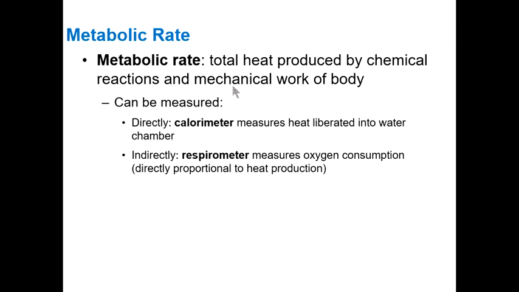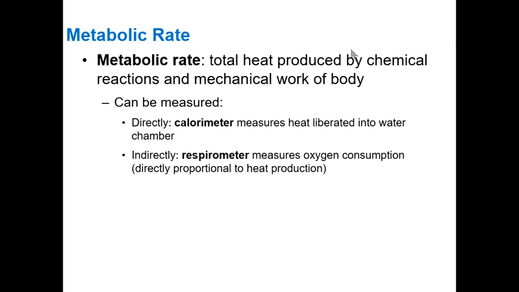So this last video is on metabolic rate and temperature regulation in our bodies. Remember, metabolism is the sum of anabolic and catabolic reactions in the body. So your metabolic rate is the total heat produced by all chemical reactions, whether anabolic or catabolic, and mechanical work of the body. So it's a total of all that heat produced in a given period of time.